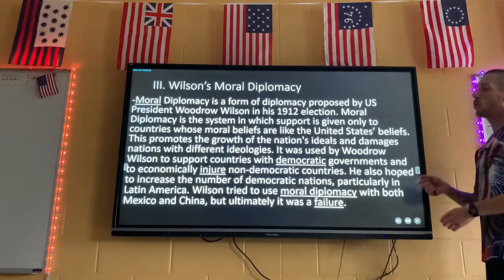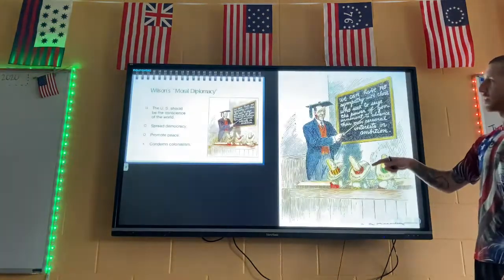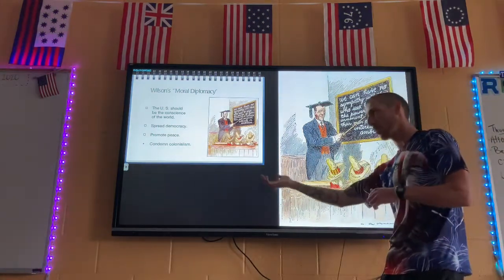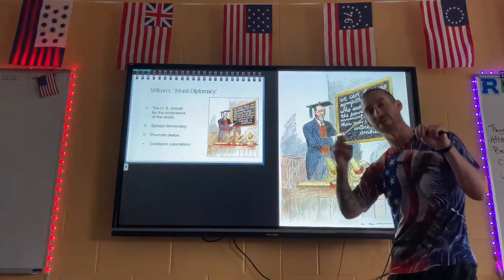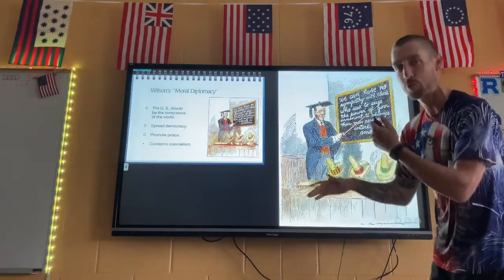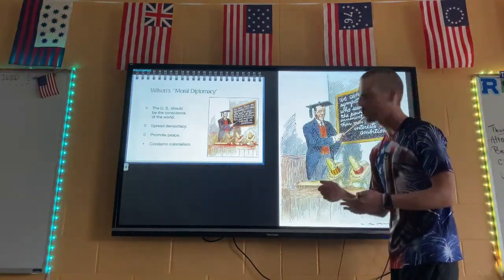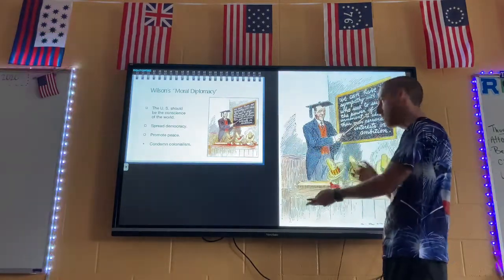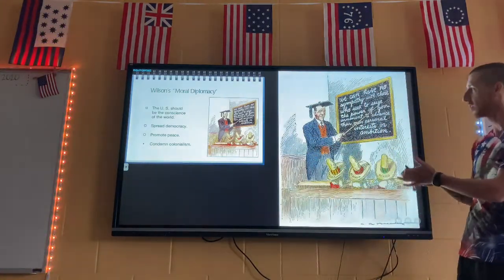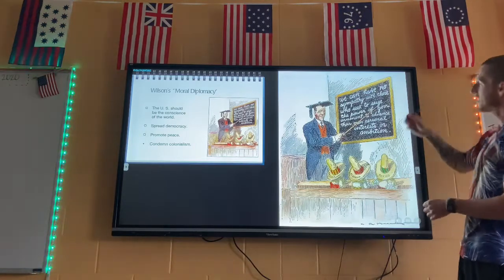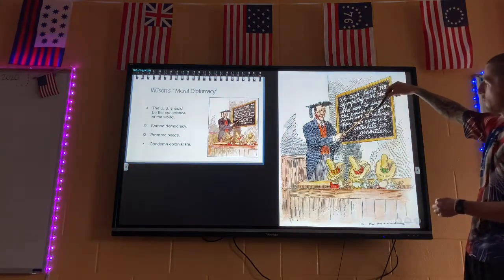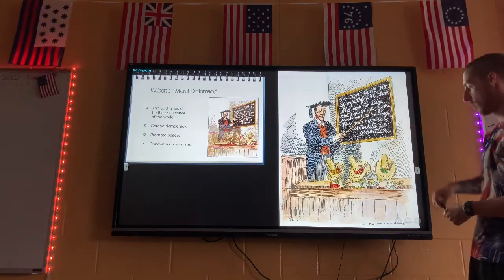Now, moral diplomacy comes from Wilson. Let me see if we got, yeah, we got a picture of him here. And what this is, it's the United States, like we were talking about earlier, it's that exceptionalism, that American, we're awesome because we're a democracy. We're mostly Christian here. We are the conscience of the world. We are the best because we are the democracy, okay? So you can see, we can have no sympathy with those who seek to seize the power of government to advance their own personal interests or ambition.